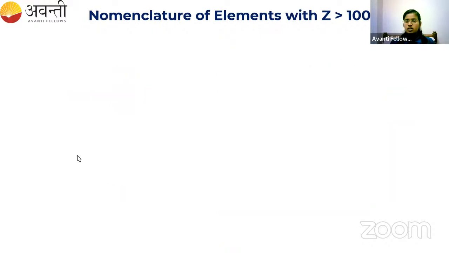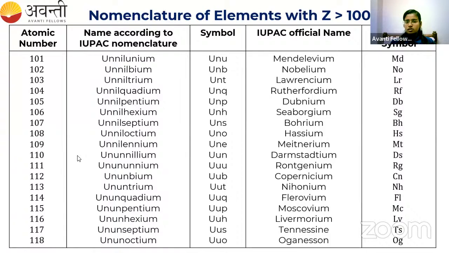So now, see this tabular column. Here we have the atomic numbers from 101 till 118, and also the IUPAC nomenclature and the symbol. And also the IUPAC official name is given. You have to study the IUPAC official name along with the IUPAC symbol, because this may be asked in match the following type of questions in the NEET and JEE examinations.